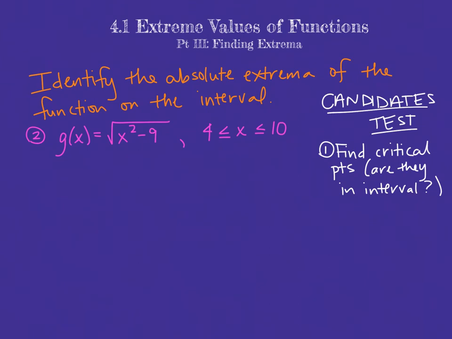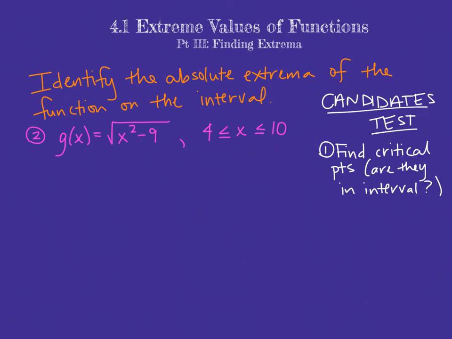In number 2, we want to again really do the same thing. So find all the absolute extrema of our function on our interval. In this case, our interval is from 4 to 10 inclusive. This is just a different way to write an interval. We need to use the candidates test because we're asked to find absolute extrema on an interval, which is what the candidates test will tell us. So our first step is to find the critical points.